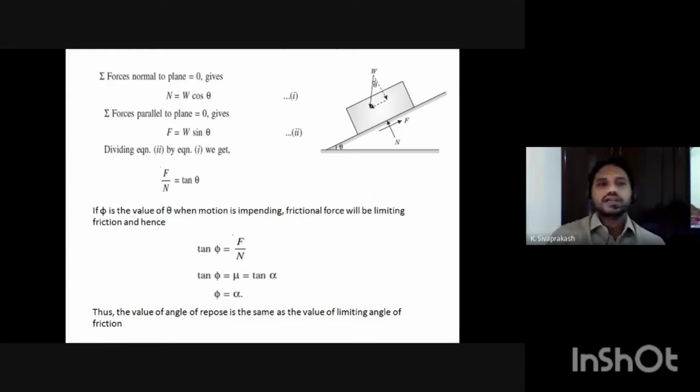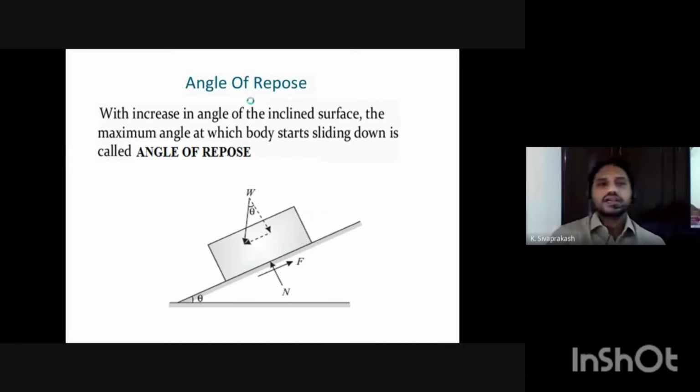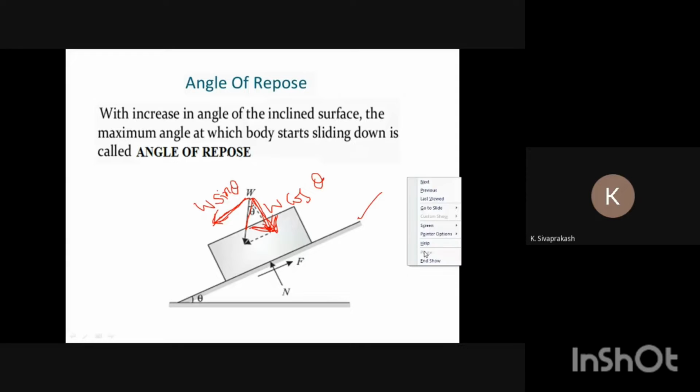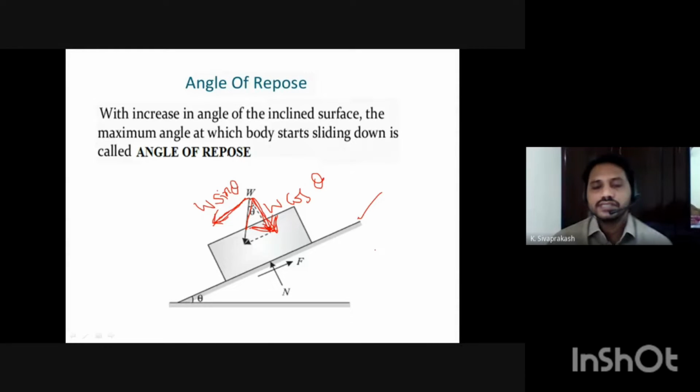And see here the diagram, I already told you about this diagram. You consider the equilibrium conditions. What are the equilibrium conditions? The first equilibrium condition is the sum of x components equal to 0, meaning Fx equal to 0. This is the first equilibrium condition.